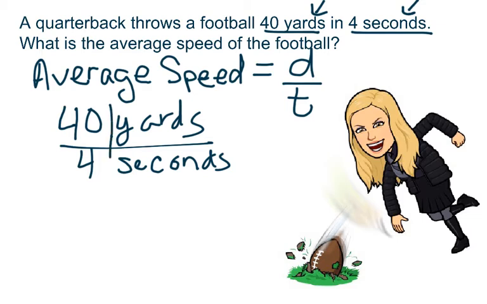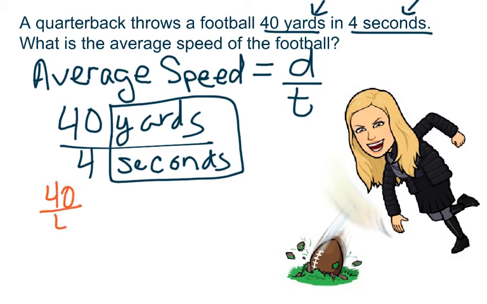And you're going to divide all of the words that you can, just like in algebra, as well as the numbers. Now, yards divided by seconds cannot be divided, so we get yards per second. 40 divided by 4 equals 10. And yards divided by seconds is yards per second.